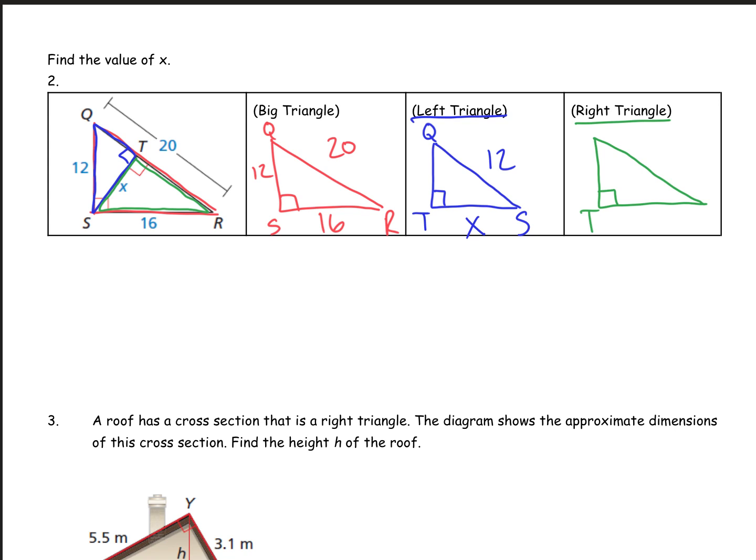Now, once again, one of the easy things that we can do is look at the right angle, T. Here it is. What's across from that? 16. So 16 will be the hypotenuse of this. We just need to figure out which side's longer and which side's shorter. If you're looking at this green triangle here, I think the longer side is clearly T to R. So TR will be my bottom side here. S will go at the top. So where does X go? Goes on TS.